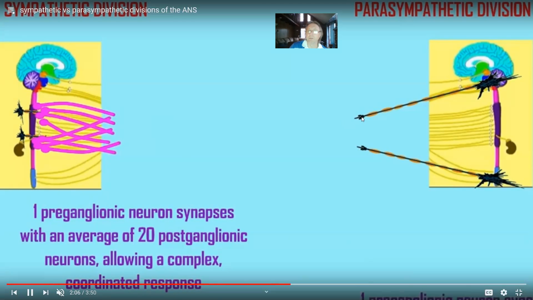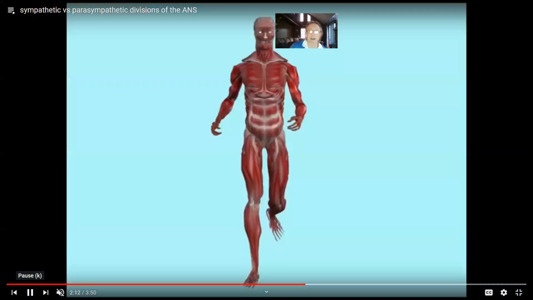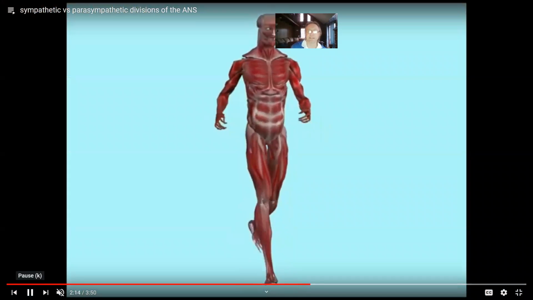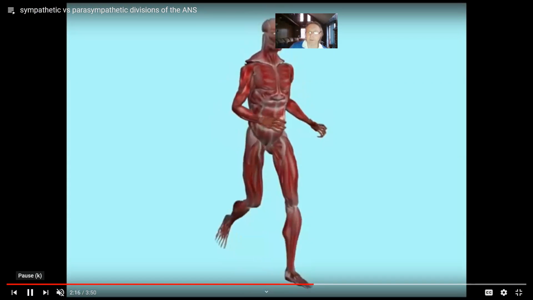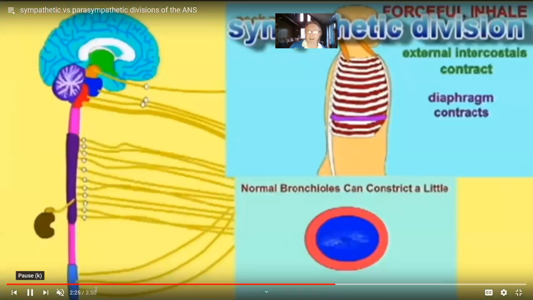And so as a result, if this synapse is actually within the effector organ or next to it, one preganglionic neuron synapses with an average of, say, 3 postganglionic neurons, allowing a limited, specific response, which might, say, just affect the stomach, for example, but not nearby structures. So that is another anatomical difference that we see between the sympathetic and the parasympathetic divisions.